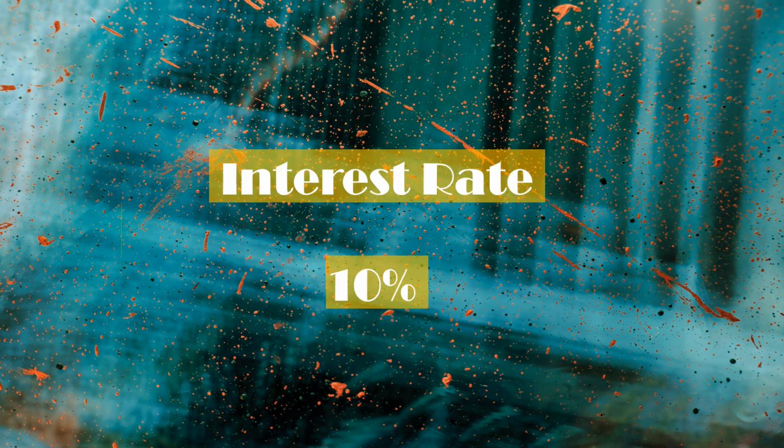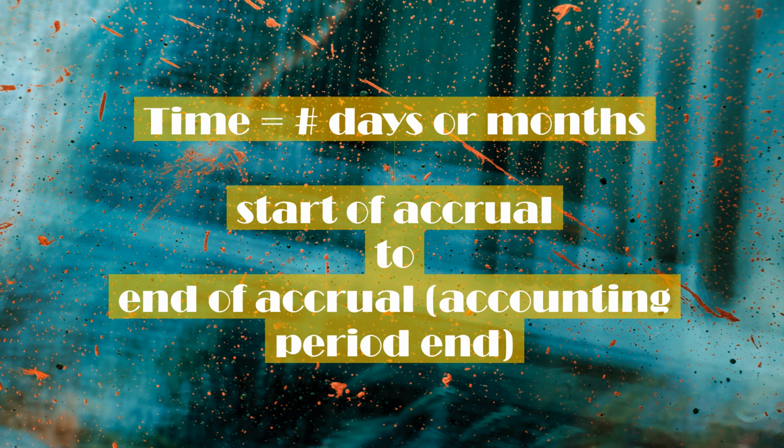Interest rate. Going back to complete the info, we need the interest rate, which is in our example 10%. Time or the interest period. We need to determine the number of days or months the interest runs. In accounting, that's from the start of accrual for this period until the company's accounting period end. However, since the requirement already stated 3 months of interest is accrued, we need not determine anymore the start of accrual and accounting period end.